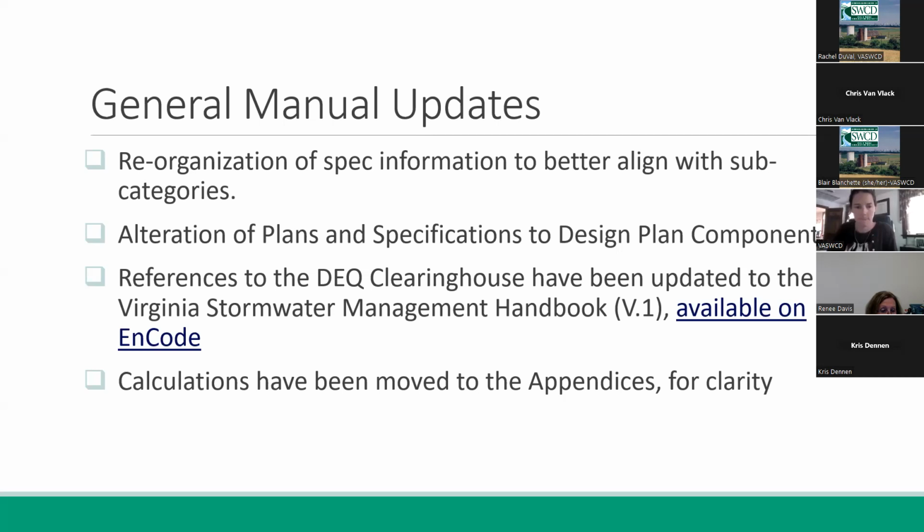Again, references from the clearinghouse have been transitioned to the new handbook. The handbook is available online via a platform called Encode. I've linked it here. So if after this webinar, you're really interested to look at it, it's available online for you to take a glance at. It's actually pretty nice. And then finally, calculations have been moved to the appendices. Just for clarity, it was kind of challenging to look at within the specifications themselves.